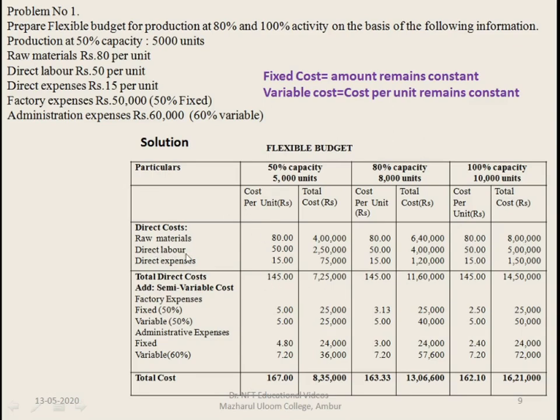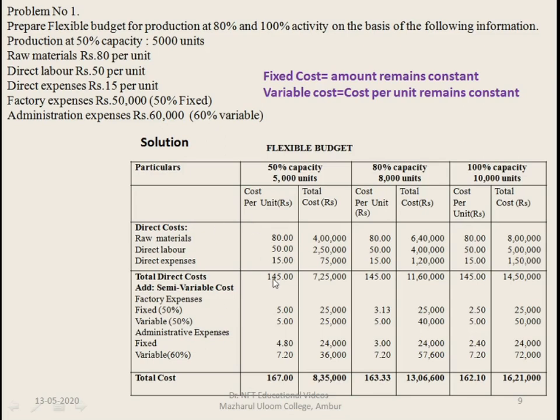The same way for direct labor, 5,000 into 50, 2 lakh 50,000. 8,000 into 50, 4 lakh. 10,000 into 50, 5 lakh. Same way for direct expenses, 5,000 into 15, 75,000. 8,000 into 15, 1 lakh 20,000. 10,000 into 15, 1 lakh 50,000.